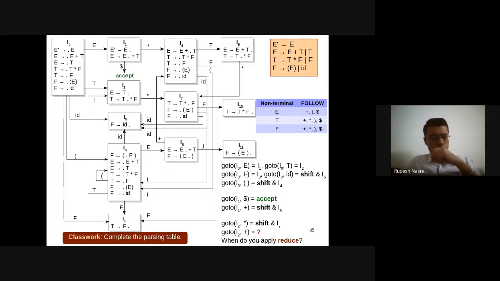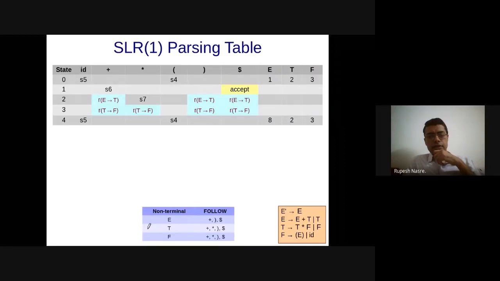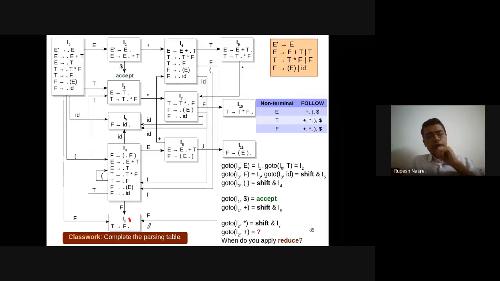So you have almost all the information that is required here in this slide. So I3 is here. And as you can see, it does have T deriving F dot, and therefore there will be some reduce entry coming into the picture, and it should be in the follow of T, and therefore plus, star, opening parenthesis and dollar, which is the information given here. Those columns should contain reduction with T deriving F.